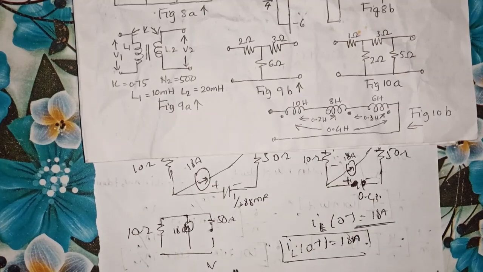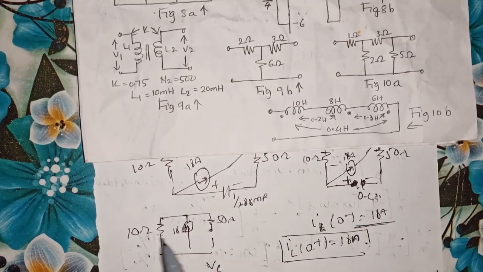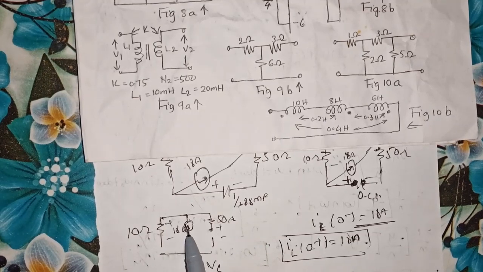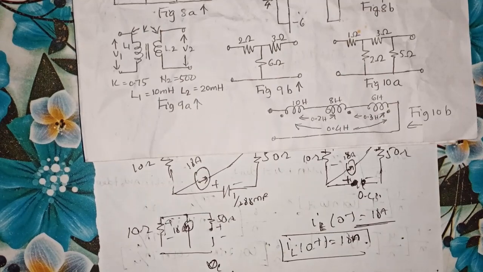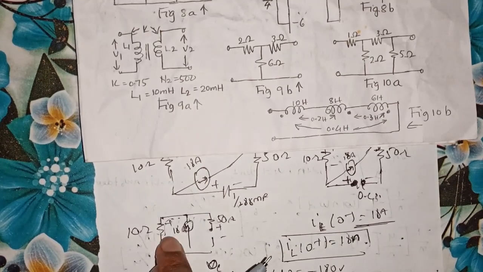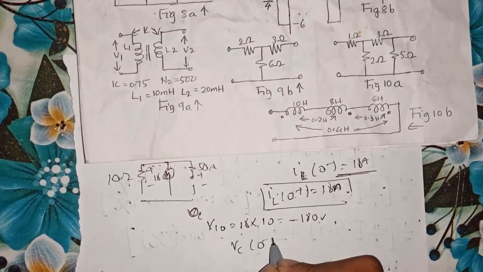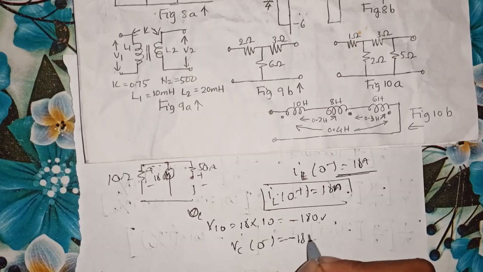So in order to calculate, the current through this is 18 ampere, flowing from plus to minus. The polarity is plus to minus. Since it is from plus to minus, the voltage across this 10 ohm resistance is 18 multiplied by 10, which will be minus 180 volts because of its plus minus polarity. So hence VC of 0 minus is minus 180 volts.